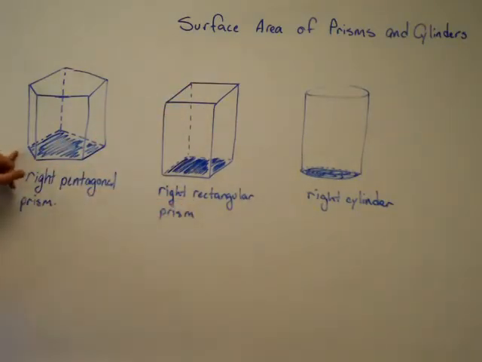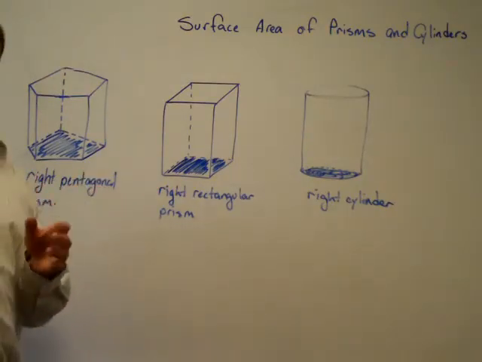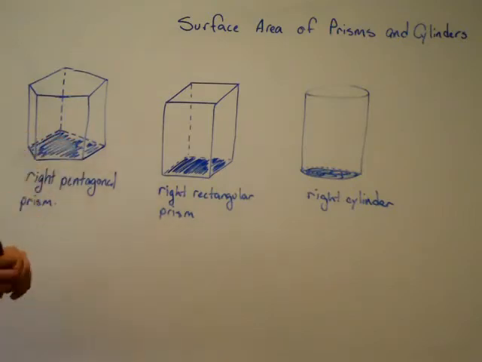This one is a right pentagonal prism. The right pentagonal prism has a pentagon at the bottom and a pentagon at the top, and so therefore it is a prism, parallel and congruent faces, and we call those the bases. Now it's possible for a prism to also exist where it's not resting on its base like this.